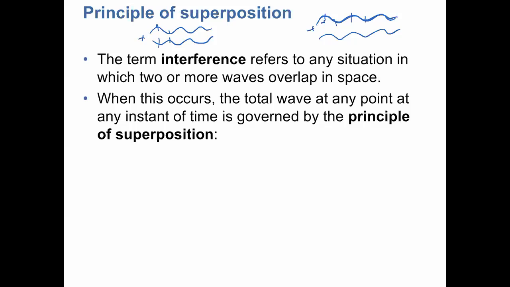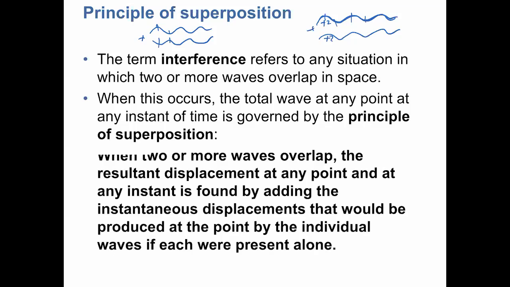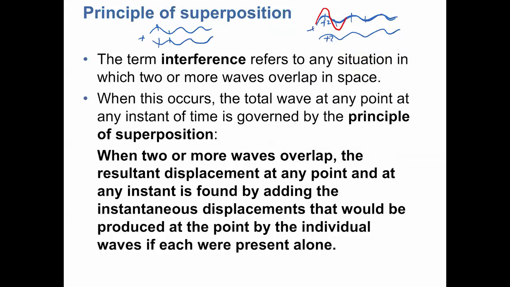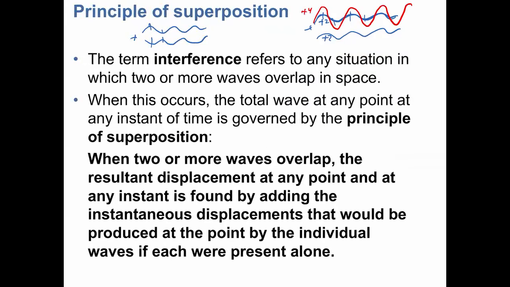So for example, let's say each one is +2. Then when we put them together, the resulting wave is the algebraic sum of the individual waves. So you can say, when two or more waves overlap, the resultant displacement at any point, at an instant, is found by adding the instantaneous displacements that would be produced at the point by the individual waves if each were present alone. That means in this case we get a resultant that is the algebraic sum of those two, and since each one is 2, it has an amplitude of +4.